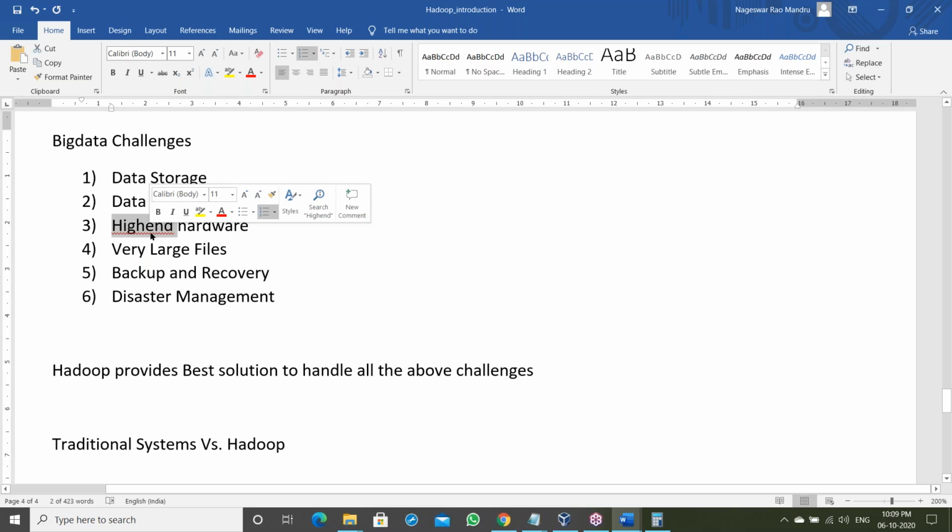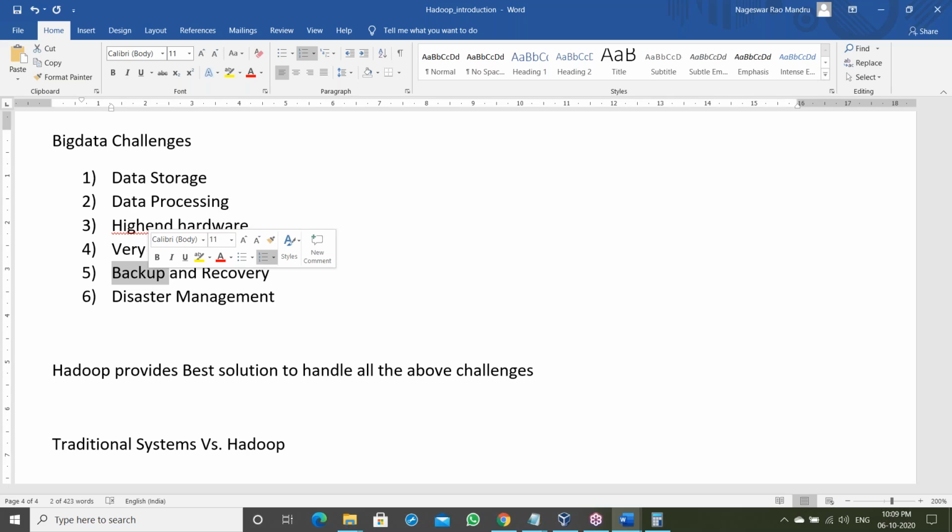We can go with low-end hardware. How is it possible? Next, very large files: how Hadoop can handle them. Next, backup. With Hadoop, manual backup is not required. Hadoop takes care of backup automatically. How does Hadoop take backup automatically?